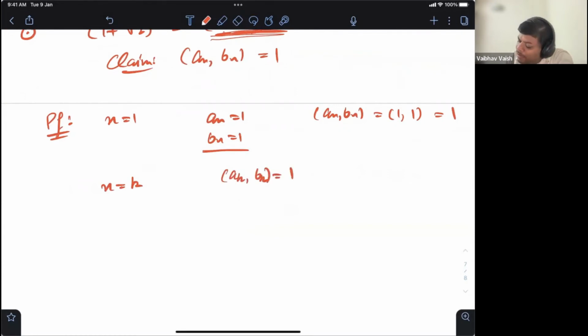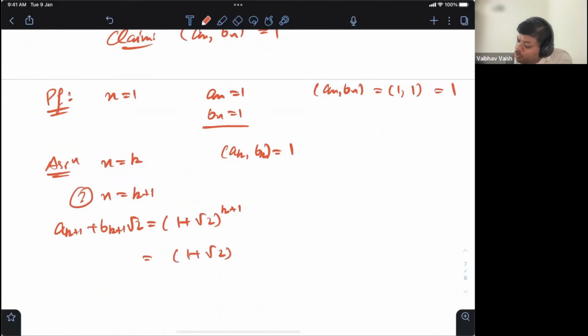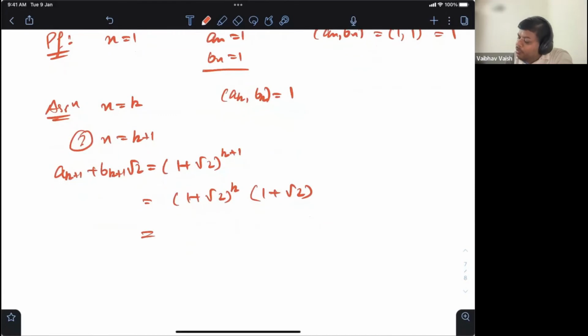What happens when you look at n equal to k plus 1? From this assumption, I'm trying to show that for n equal to k plus 1 the same relation also holds. So let's look at it. Remember, we are trying to look at a(k+1) plus b(k+1) root 2. This is (1 plus root 2) to the power k plus 1, which becomes (1 plus root 2) to the power k times (1 plus root 2). By the induction hypothesis, the first factor is ak plus bk root 2.